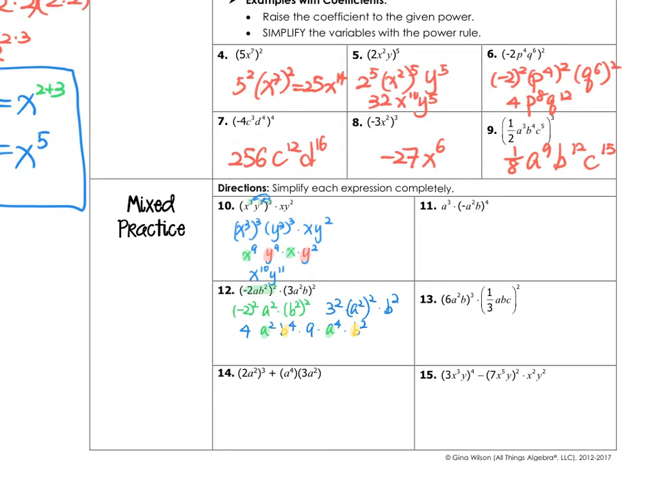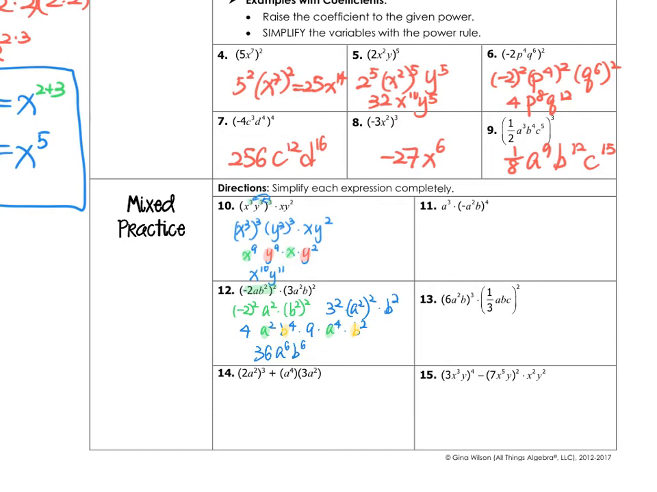First of all, I multiply, simplify the coefficients. 4 times 9 is 36. I keep the base. I add the exponents. 2 plus 4 is 6. I keep the base b. 2 plus 4 is 6 again. That's how I get my final answer there.